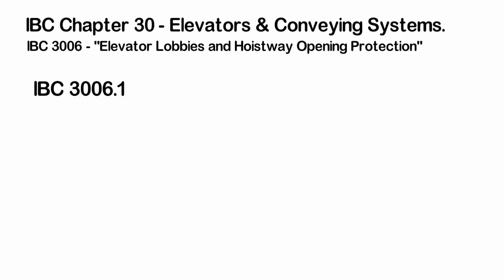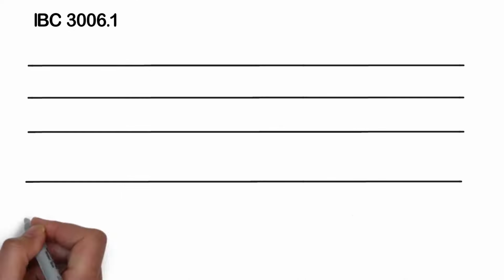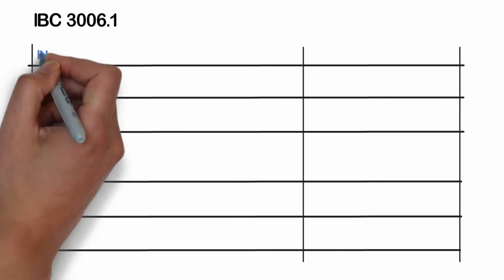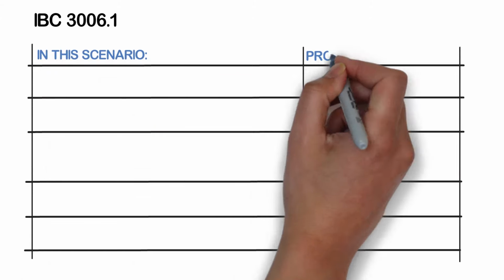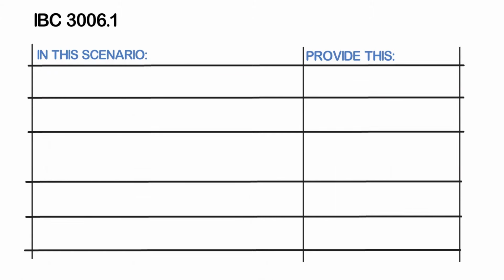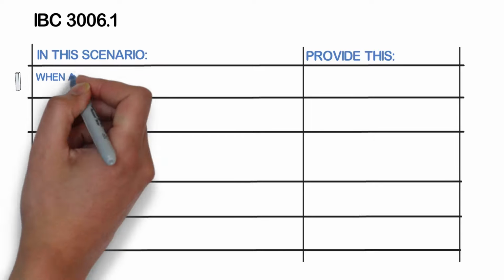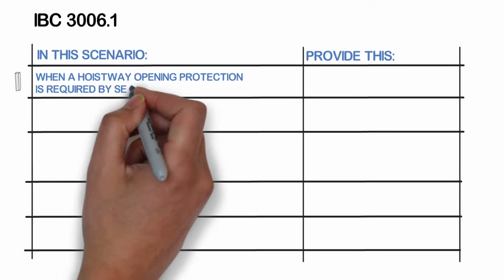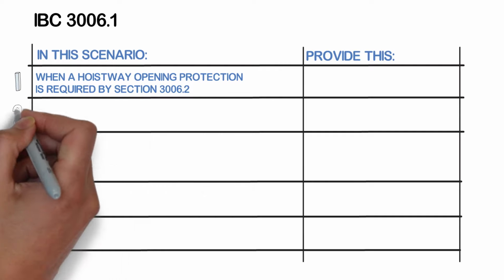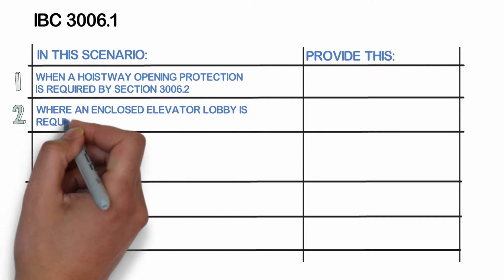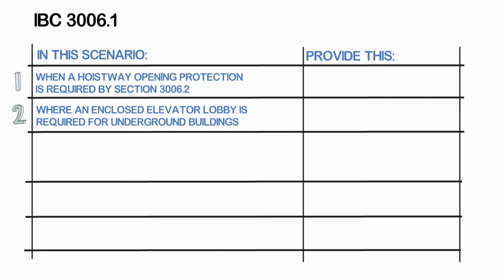Let's start with the first section, 3006.1. This section notes the requirements for elevator hoistway openings and enclosed elevator lobbies. Section 3006.1 provides five scenarios that need to be addressed. First, when a hoistway opening protection is required by Section 3006.2. Second, where an enclosed elevator lobby is required for underground buildings.